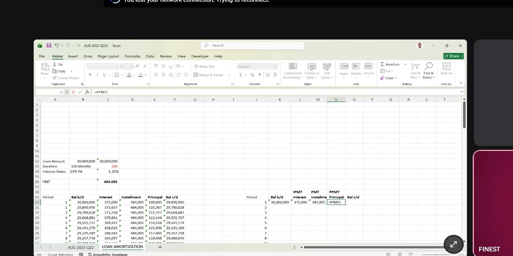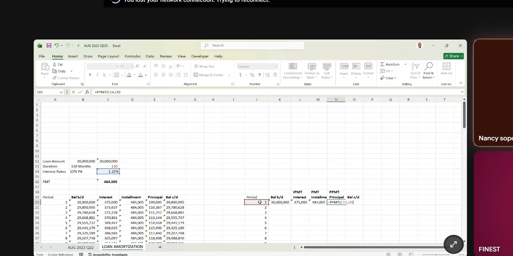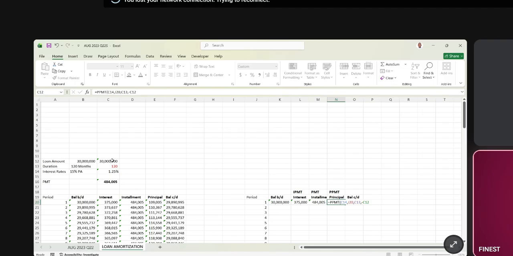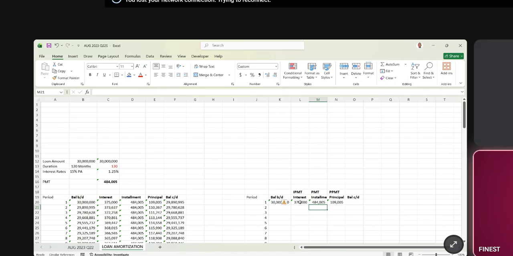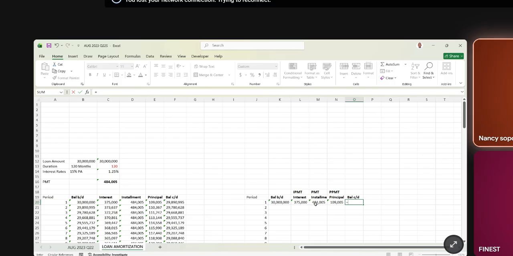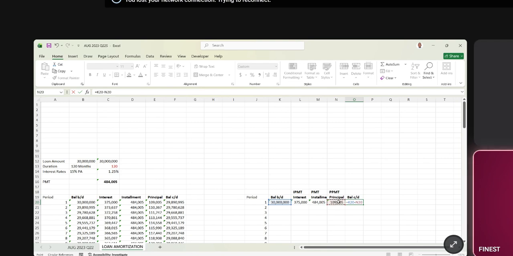So for PPMT we have the rate, which is 1.25, comma. The period is 1, then 120, then negative 30 million, sorry. PPMT is the same as IPMT. The period is 1. The number of periods is 120. So closing and opening have no formula.